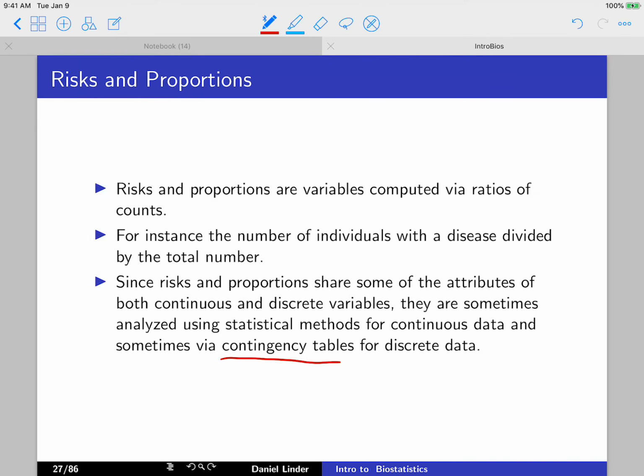So I'm just going to write this explicitly here. So I'll say, for instance, via a chi-square test.